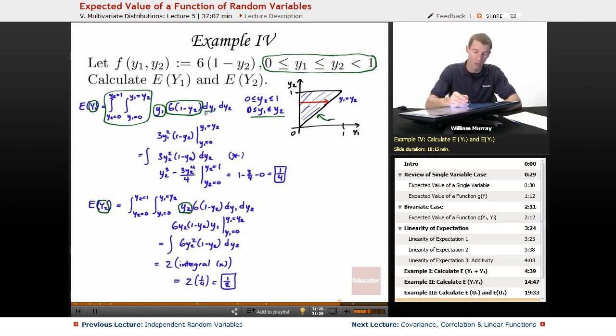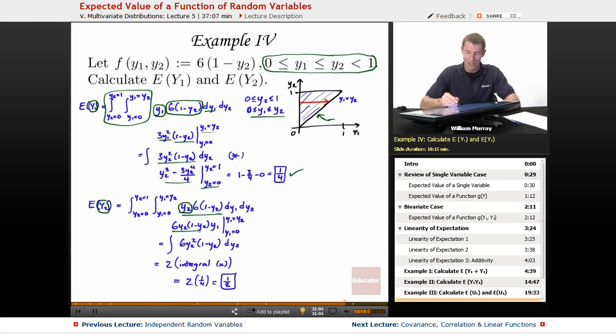I integrated dy1 first, which is why 6y1 turned into 3y1 squared, and 1 minus y2 was just a big old constant. Plugged in my values for y1, got an integral in terms of y2. Pretty easy integral, in the sense that you could probably hand that off to a first semester calculus student and they could solve it for you, and the answer they would hopefully come up with would be 1/4. For y2, same kind of thing happens, except that when you're doing that first integral, there are no y1s at all, which means you're integrating a constant.